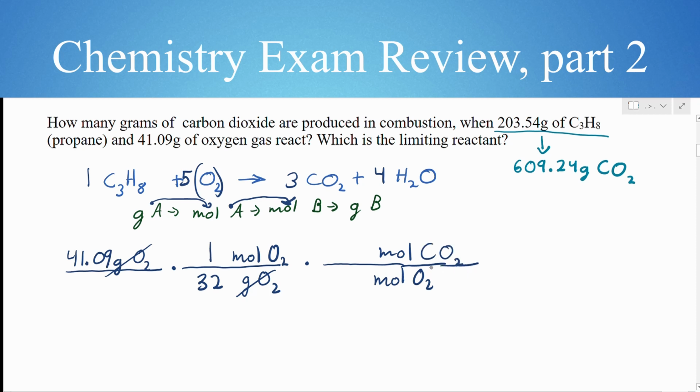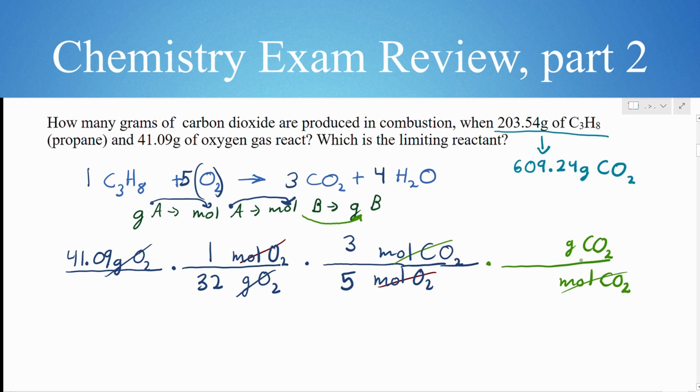Okay, so now we look at the mole ratio. So the mole ratio is that if I have 5 moles of oxygen gas, then I'm going to produce 3 moles of carbon dioxide. Okay, so remember, when you're converting moles to moles of different things, you're going to look at the balanced equation. Okay, so now moles of oxygen can cancel out. Next, we're going to go from moles of carbon dioxide to grams of carbon dioxide. Putting moles of carbon dioxide on the bottom allows me to cancel. Okay, one is on the top and one is on the bottom.